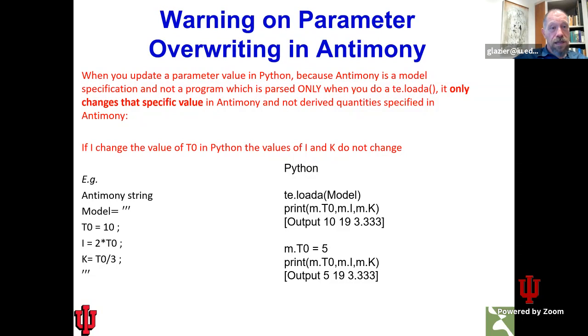It wasn't clear to me. I messed that up yesterday when I was writing some examples. Why isn't this example doing what I wanted? That's because this antimony string is only parsed once, and that means that these assignments are only done once. And changing a value by hand does not change those assignments. And so if I want to change I, I have to do it by hand. I'd have to say m.I equals 5 times 2. And we will run into that today. So I want to make sure that people are aware of that.